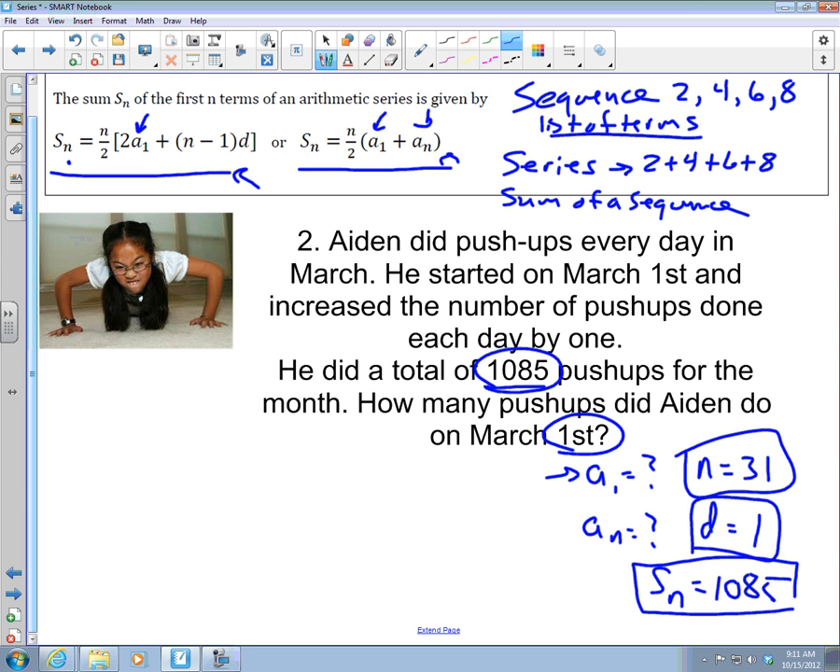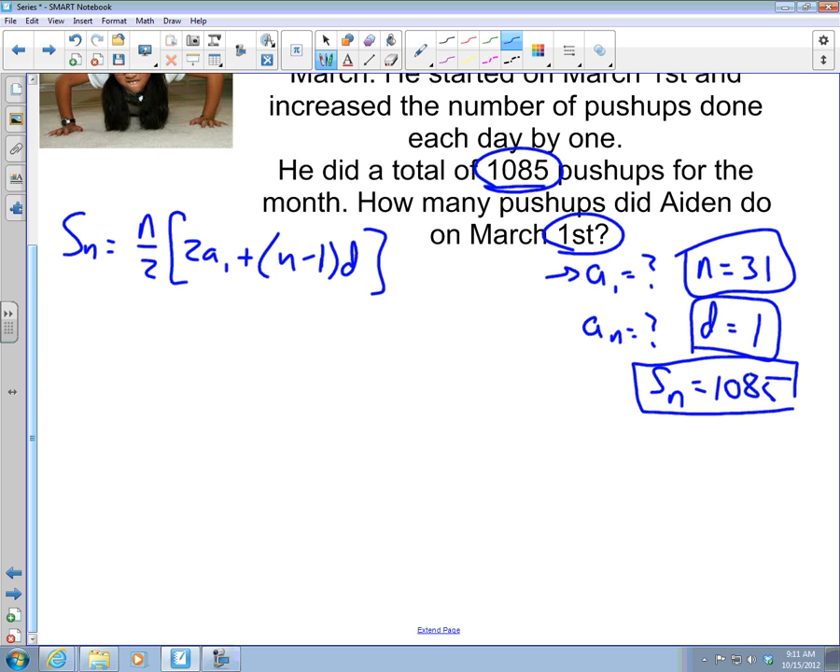So I'm going to use this formula right here. S sub n equals n over 2 times 2 times a sub 1 plus n minus 1 times d. And the only thing I don't have here is the a sub 1. I can plug everything else in and then solve for a sub 1.